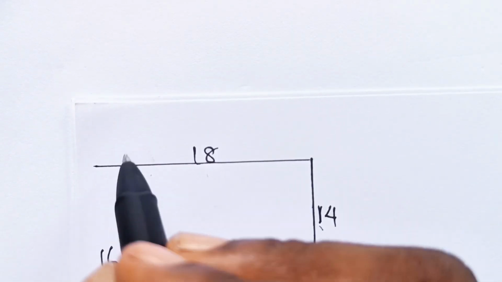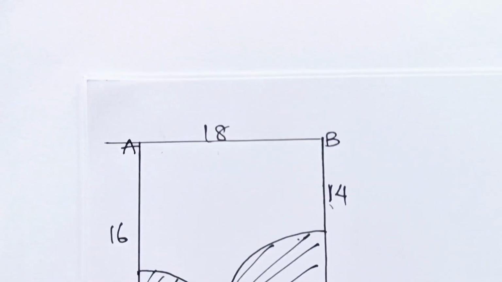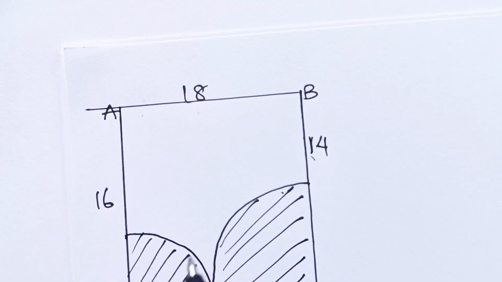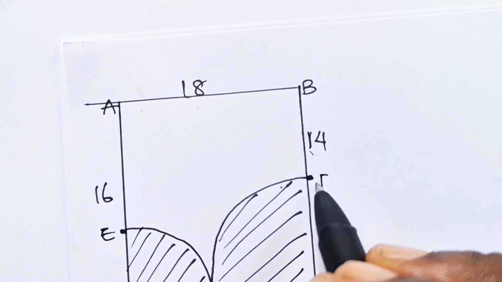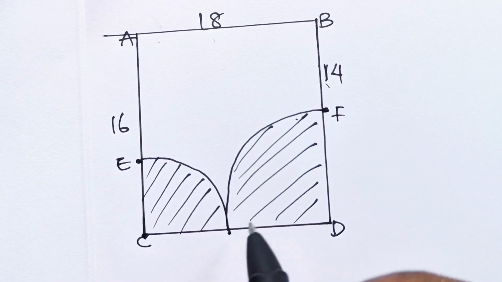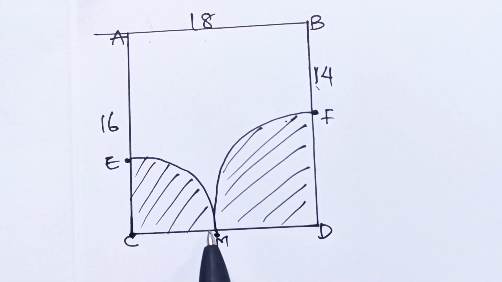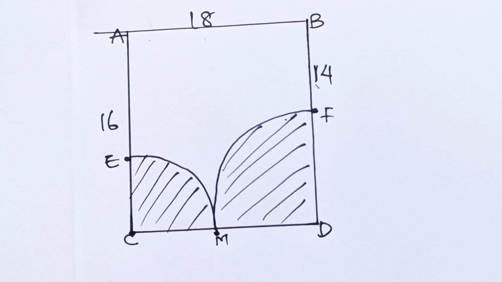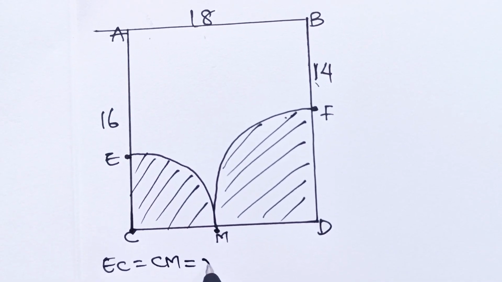So let's name our rectangle A, B, C, D, and the point where they meet this particular quadrant, this point, let's call it point E, and let's call this point F. Now let's call this the meeting point M. Because this is a quadrant, and from E to C is the radius, then C to M is also the radius. So EC should be equal to CM, which is equal to small r. Let's call the radius small r.